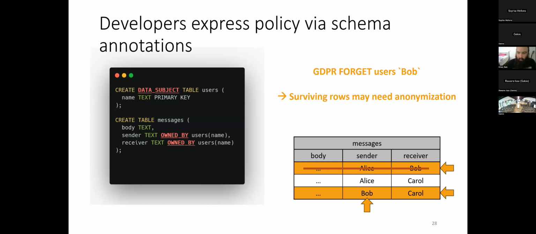Now, one thing to note here is that even though both Alice and Bob have, in this scenario, left the application and deleted their account, their surviving data still has information about them. In this case, their username, for example. This is a case where some form of anonymization may be needed.